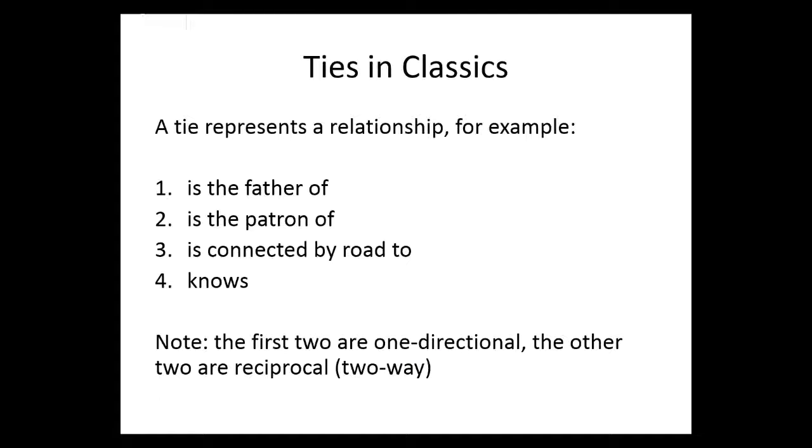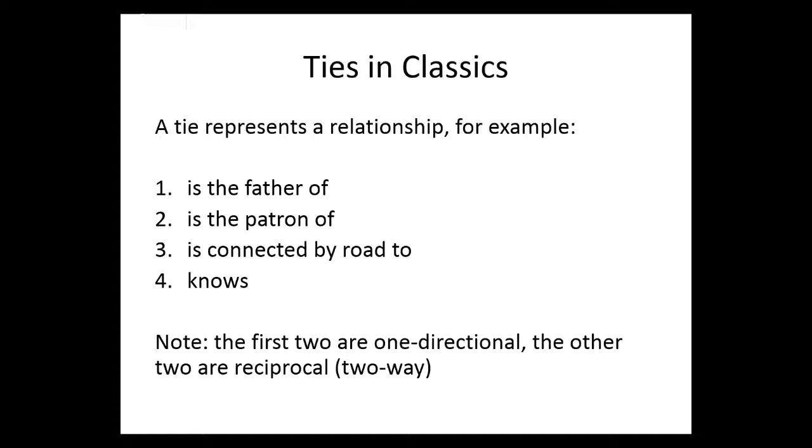Now, those are the nodes. What kind of relationships can we think about? Well, if we think about people, you could think about relationships of kinship. Is the father of, is the patron of, or for towns, is connected by road to, or simply knows: A knows B, B knows A.